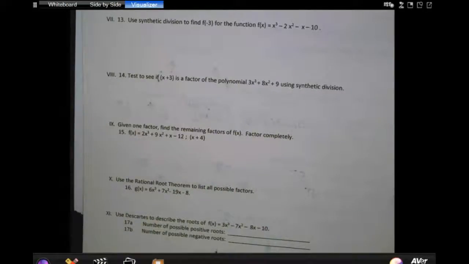So, look at 13 and 14. What's the difference between the two? One gives you the factor, and one gives you the point you're testing, correct? So, what do I have to do with the factor when I use synthetic division? I have to set this equal to 0, right? So I'm testing here negative 3. But what am I testing up here? It stays negative 3, right? Okay, so let's do number 13.